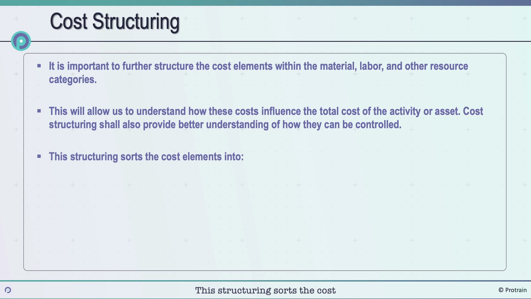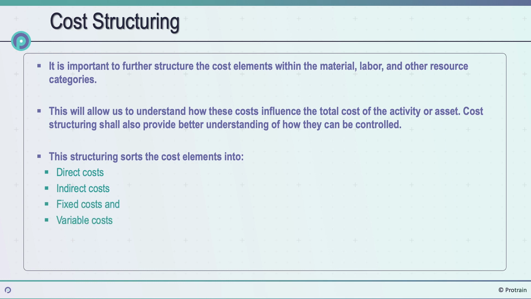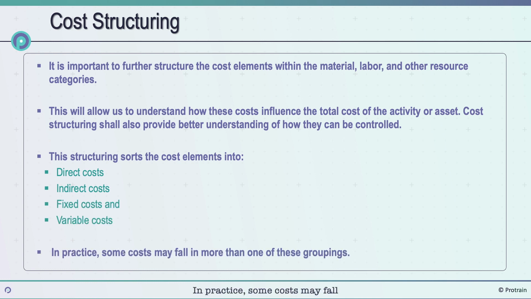This structuring sorts the cost elements into direct costs, indirect costs, fixed costs, and variable costs. In practice, some costs may fall in more than one of these groupings. We will review each cost group in great detail in the next few slides.